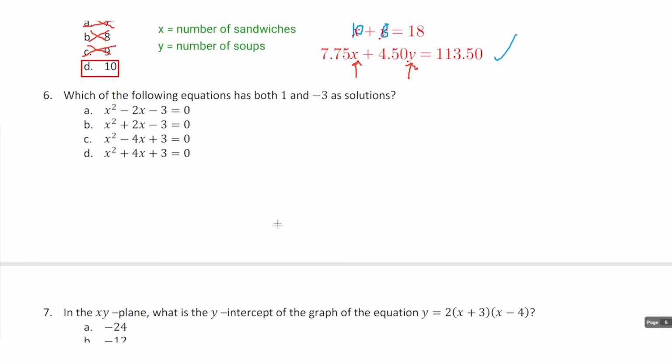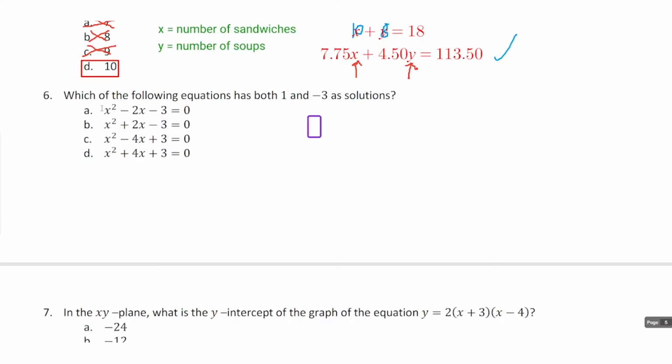Number 6, which of the following equations has both 1 and -3 as solutions? So what I would do here is work backwards. There's two ways you could approach this. You could just plug in a 1 and -3 into x and see which one works. That's definitely a good strategy if you're not really sure algebraically how to answer this.